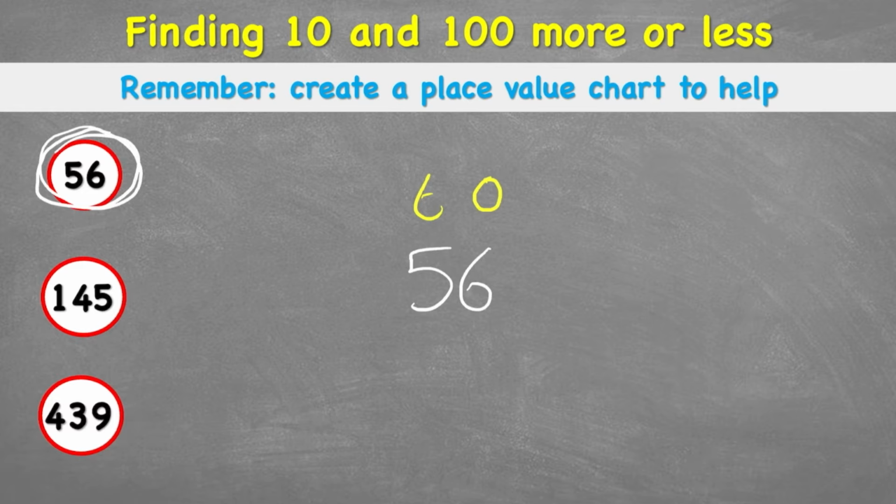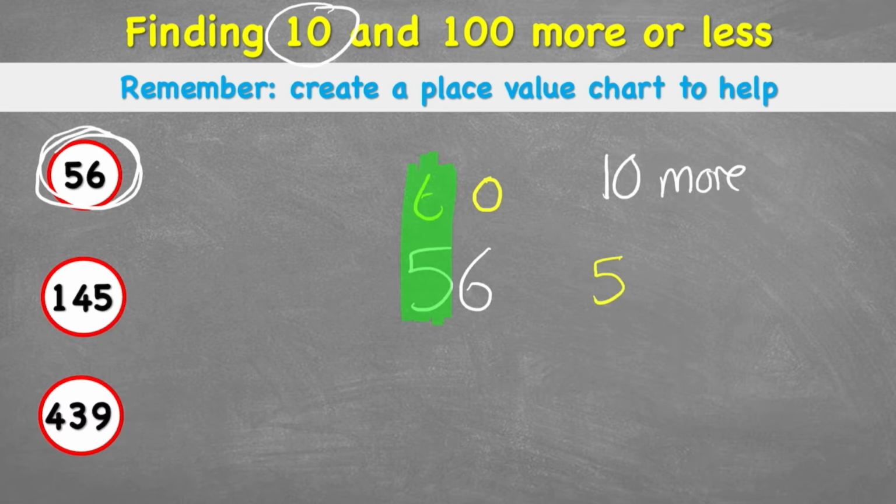And if I want to try and find out what 10 more would do to this number, so let's do 10 more. All I have to do is look in the tens column. At the moment, I have 5 in the tens column. If I want to go 10 more, I'm going to be adding 1 ten to this column. At the moment there's a 5, so if I want to go 1 more, I would go to 6.